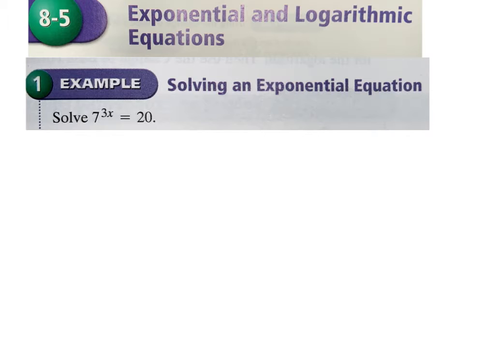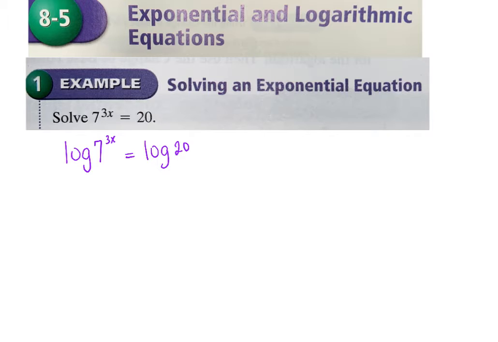All right. Here we have a base 7 and 20. And there's nothing I can take 20 and 7 to make them the same base. And so what I'm going to do is I'm actually going to take the log of both sides. Just like any solving equation, whatever you do to one side, you can do to the other, and you keep the equation the same. And so I'm going to say log of 7 to the 3x equals log of 20.